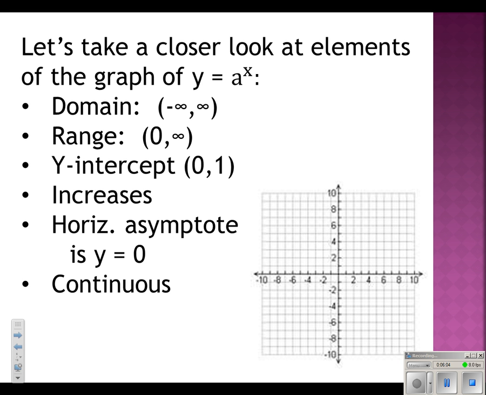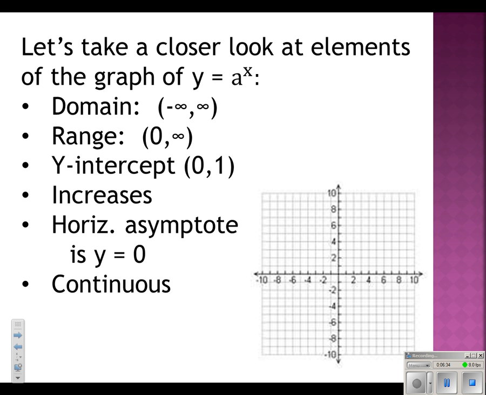Now the range is only going to go from 0 to infinity, because no matter what power we put in for x, we're not going to end up with a negative value. Even if you put a negative number in for x as a power, all it would turn into is maybe 1 over a to the second, or some kind of a fraction value, but it's never going to dip below 0. So that's why our range would be stated from 0 to infinity.